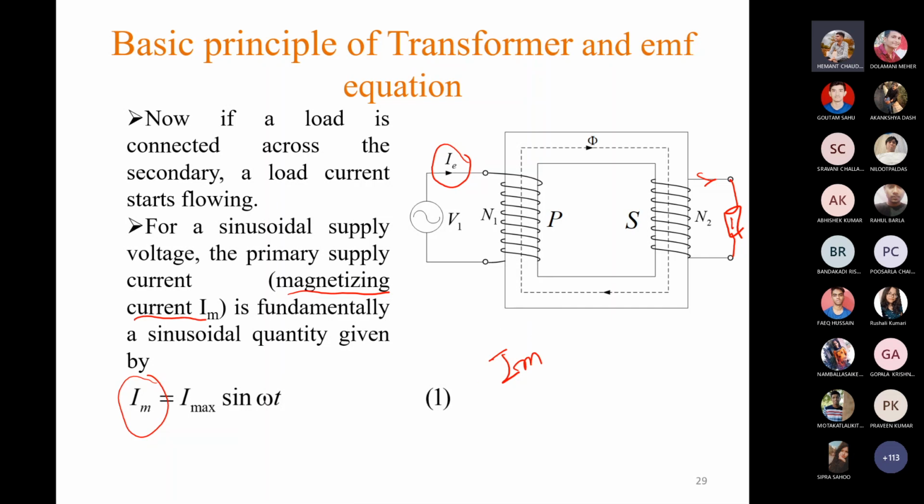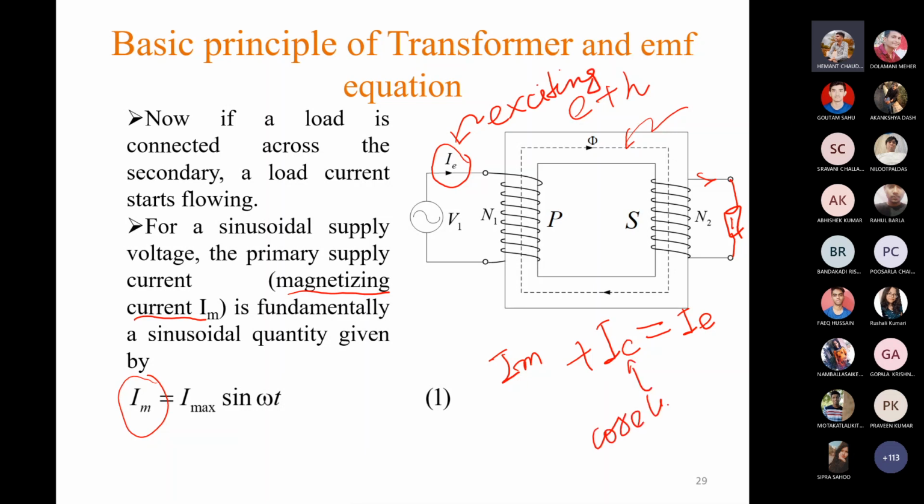This Im is responsible for the production of flux only, but when this flux is produced, there will be some losses inside this core, both eddy current loss plus hysteresis loss. So we require a little bit more current. That means this winding will extract more current from the source. So another component of current is there, which is called the core loss component. These two currents together equal Ie, that is called the exciting current. So this current is the exciting current, and this current is the core loss component of the exciting current.